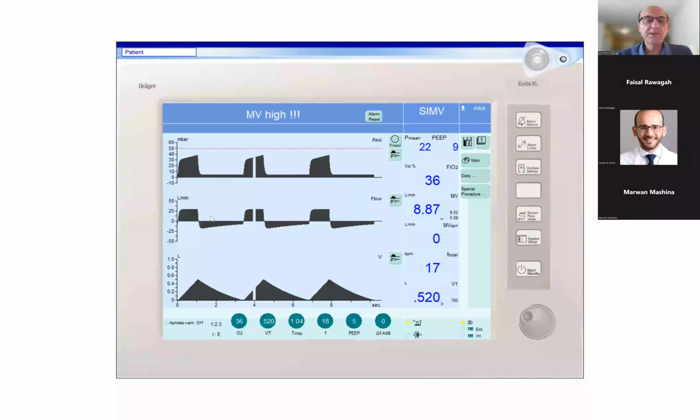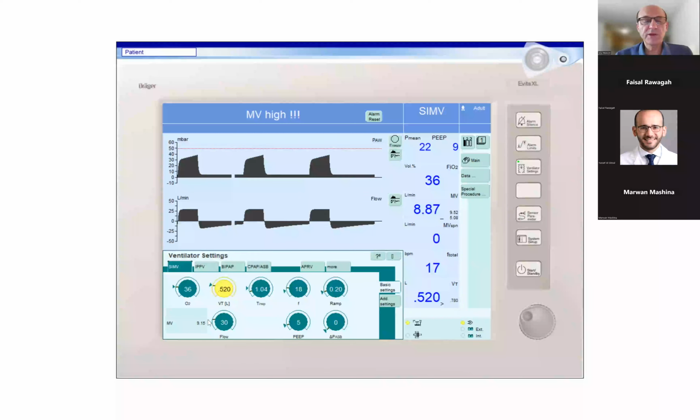Okay. So you can see here, this is a volume control mode of ventilation. You can see the square wave of the flow. You can control the flow, right? And you're given the flow of 30 liters per minute. So what do you want to do? You want to increase the flow, right? What will happen if I increase the flow?